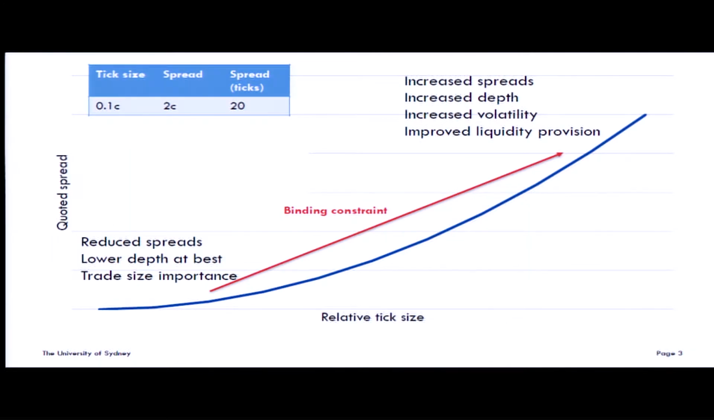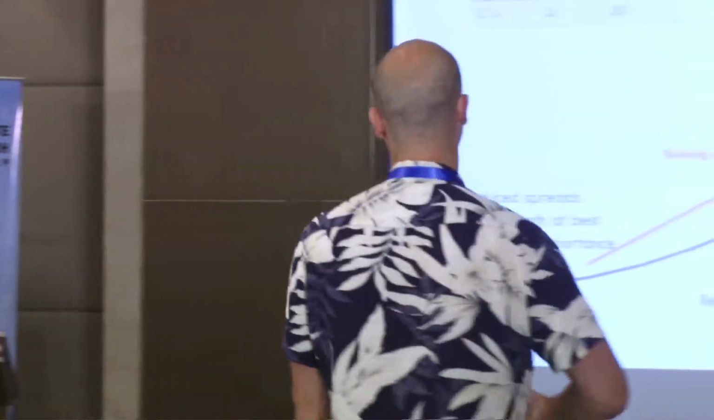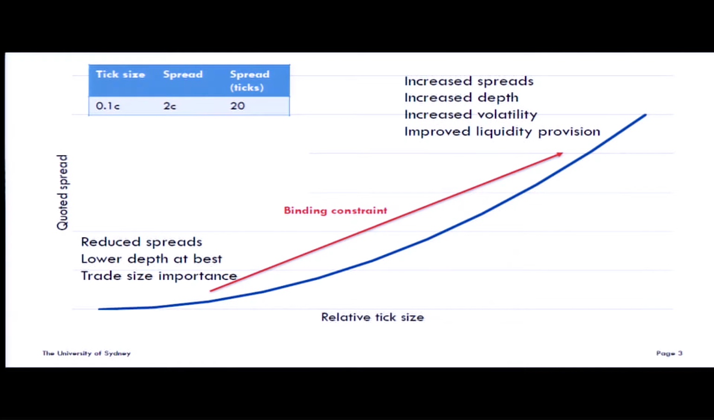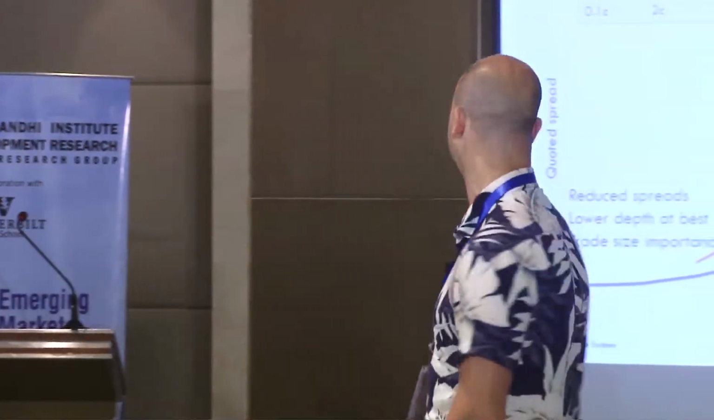For example, you can see here, if I have a tick size of 0.1 cents and the true spread is 2 cents, that means I have 20 ticks within which I can move. As I increase this, if I make the tick size 1 cent and the spread is 2 cents, then suddenly the spread is just 2 ticks. If I make the minimum tick 5 cents, then it's binding. The constraint becomes binding, and the spread is going to move from 2 cents to 5, because that's the minimum that we allowed in the market.